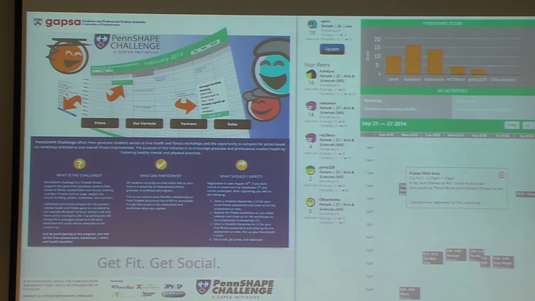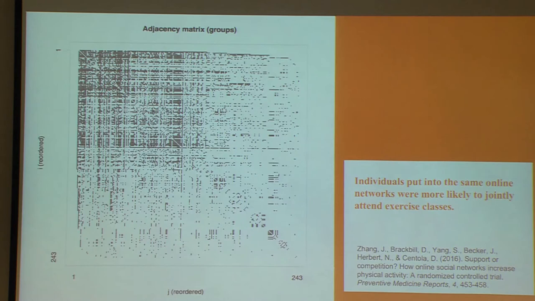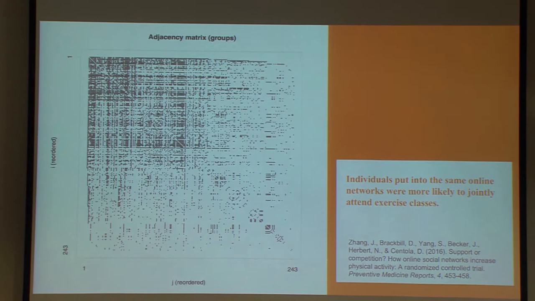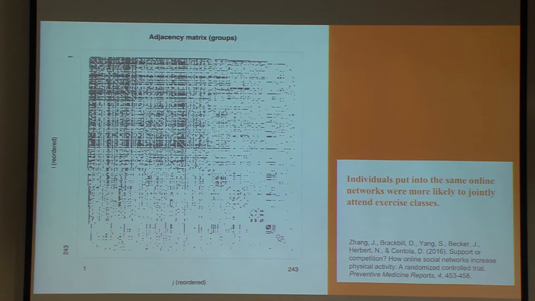And after that, I looked into the offline clustering of behaviors. So this figure, the raw figure, just shows that the artificially constructed online social networks actually translated into offline behavior clustering. So people who were put into the same online networks were also more likely to attend the same exercise classes offline. So this is the case of translating online manipulations into real-world behaviors in the offline setting.